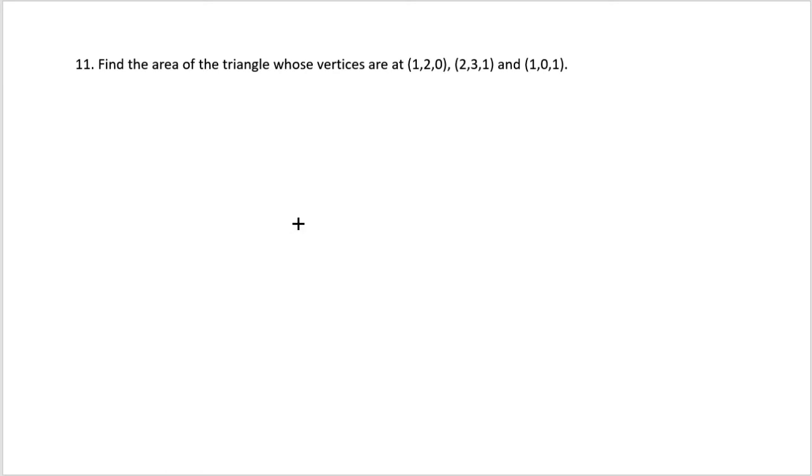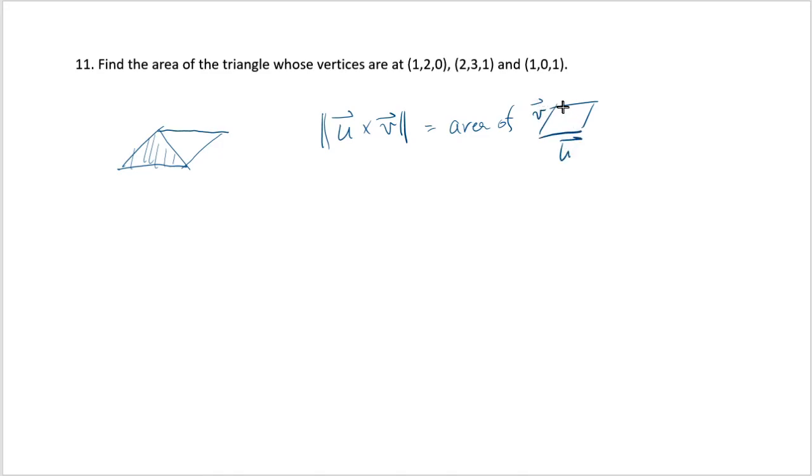Find the area of the triangle whose vertices are here. So if you have a three-dimensional triangle, a triangle in 3D space, then you want to use the fact that the parallelogram's area is given by the norm of U cross V. This has the meaning of the area of the parallelogram given by vector U and V. Since we're just looking for the triangle, all you have to do is take half.